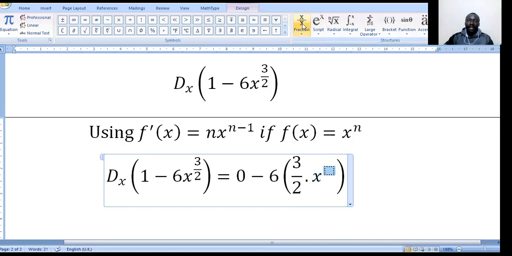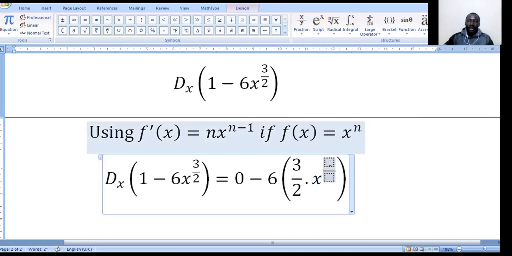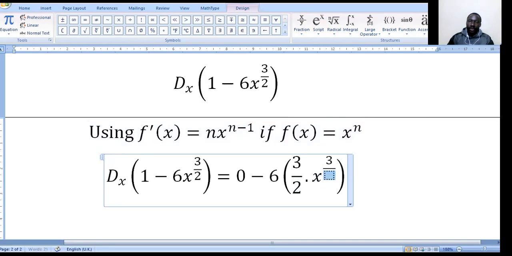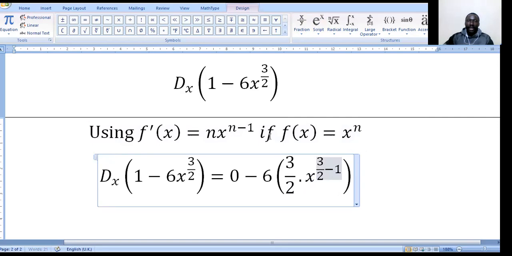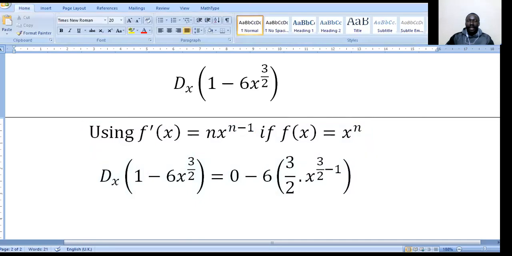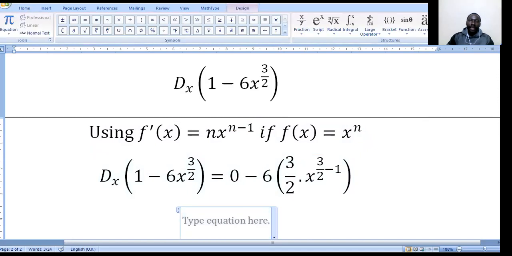After raising it to 3 over 2, the next thing is we take away 1 from it, which is exactly this one here. So n minus 1 is going to be 3 over 2, because n is 3 over 2, then minus 1. This will give us exactly what we are looking for. So that will give us minus, because 0 minus that is 0. So we'll be having minus 6.